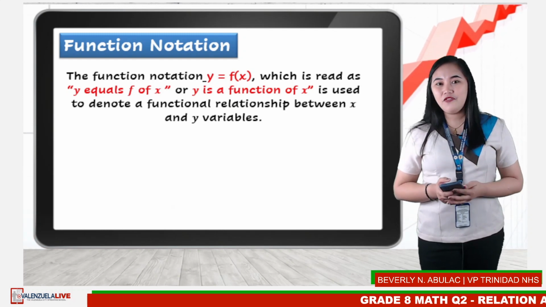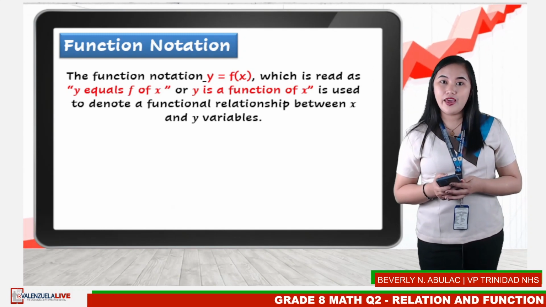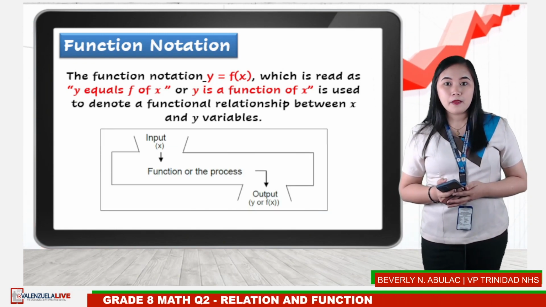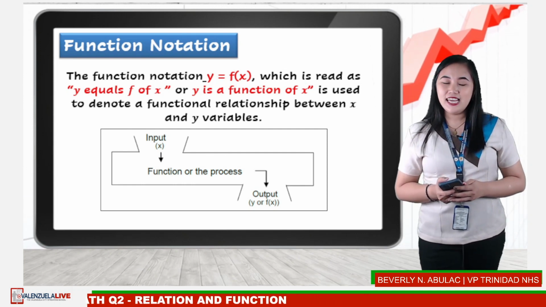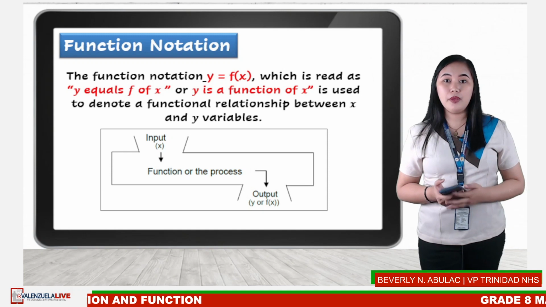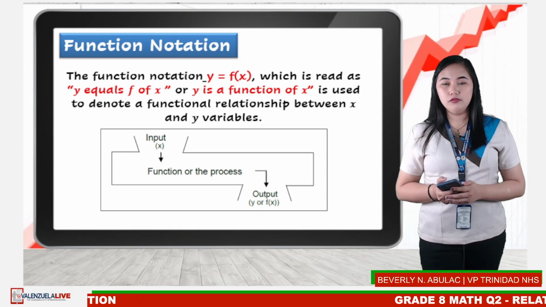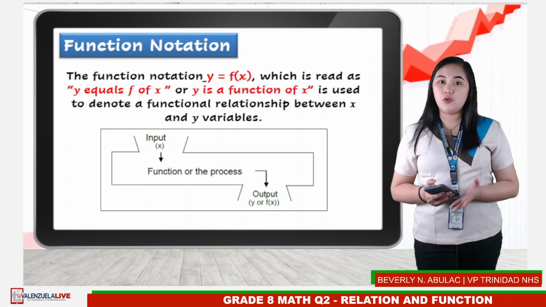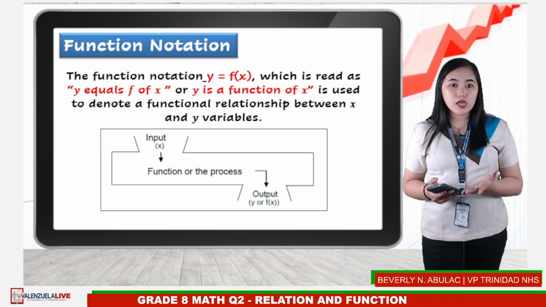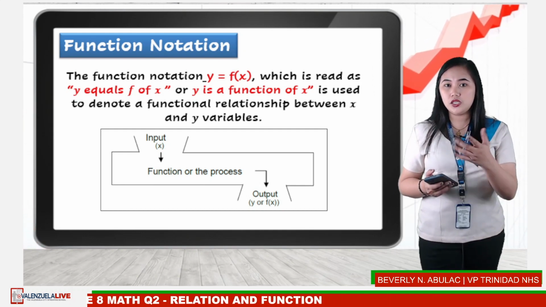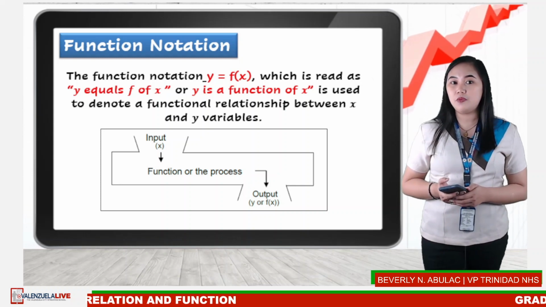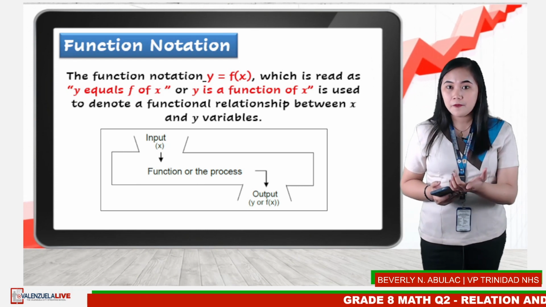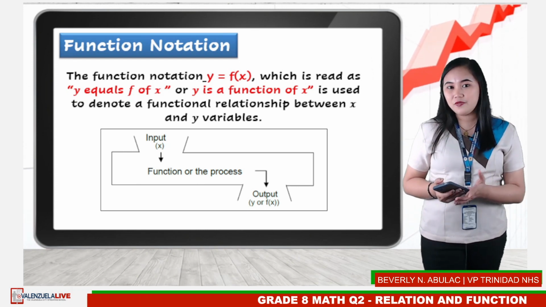Function notation. The function notation y is equals f of x, which is read as y equals f of x, or y is a function of x, is used to denote a functional relationship between x and y variables. If there is a rule relating y to x, such as y is equals 5x plus 2, and if the relation is a function, then you can also write this in function notation as f of x is equals to 5x plus 2. f of x represents the value of the function at x. The name of the function is f.